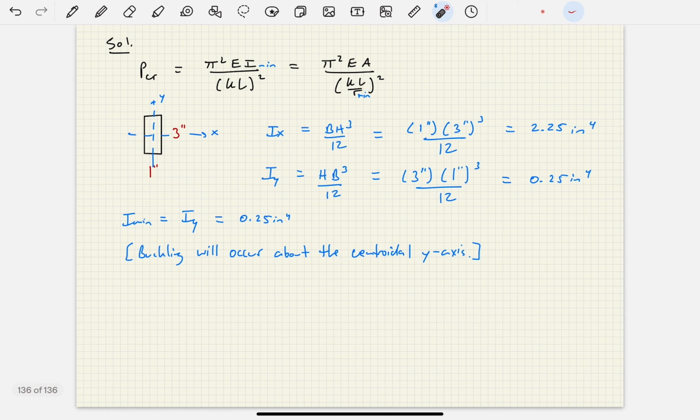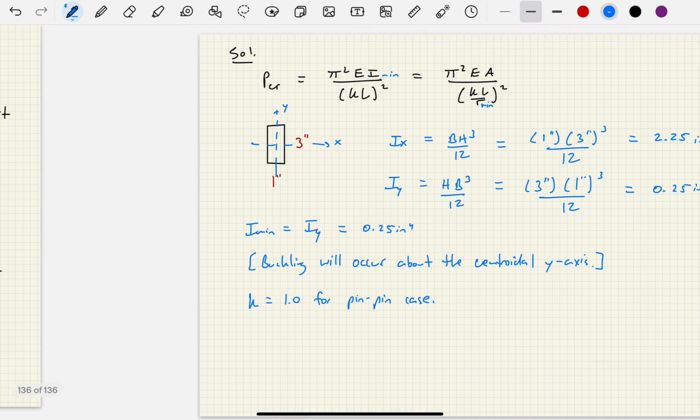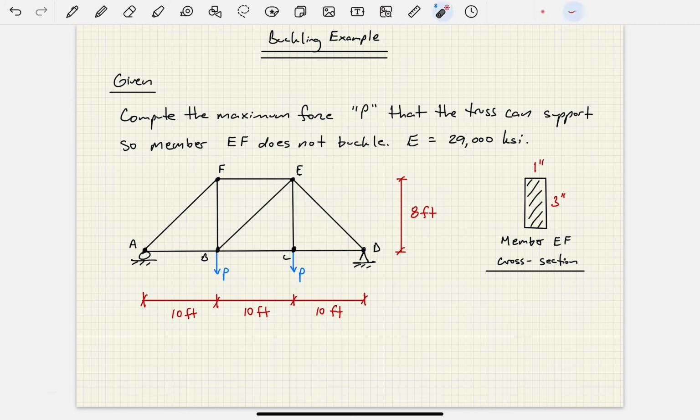So we've got the I under control. E is given to us, okay? E was the 29,000 KSI. What about K? K is the effective length factor. K is equal to 1.0 for the pin case. And remember, how do I know it's a pin case? Well, it's a truss, and trusses are made of all pin-connected members. Now, what about the length L? Well, L is just the length of member EF, which is this 10 feet right here, okay? And we're going to have to do some unit management eventually as well.